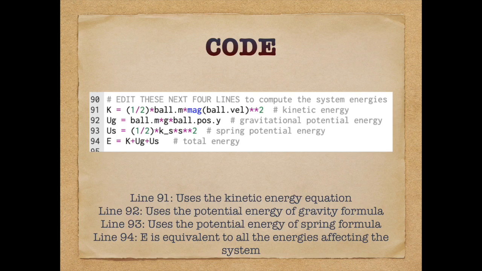So, edit these next 4 lines. We're going to have 1/2 the ball's mass times the magnitude of velocity squared. And that's just the formula for K that we know. The UG is going to be equal to the ball's mass times gravity times the ball's position in y, which is just the formula again. And then the potential spring energy is going to be 1/2 K_s times s squared. And then E, of course, is the total of all the energies acting on the system.